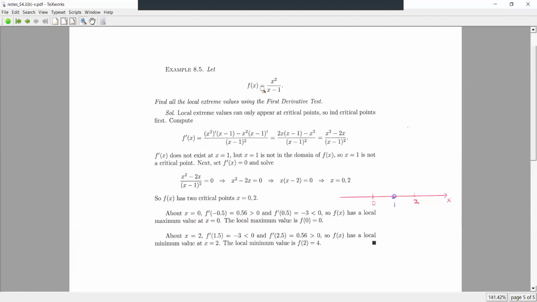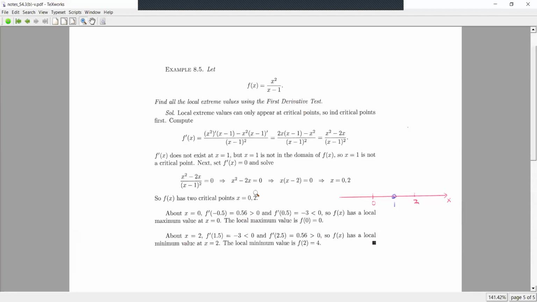So the function f, its graph is increasing on the left, then decreasing on the right, and therefore f has a local maximum value at 0. The local maximum function value is 0. Plug in 0 into the function. The function value is 0.